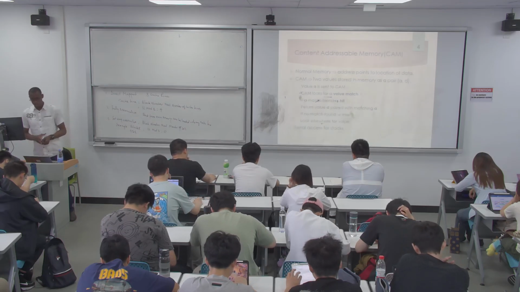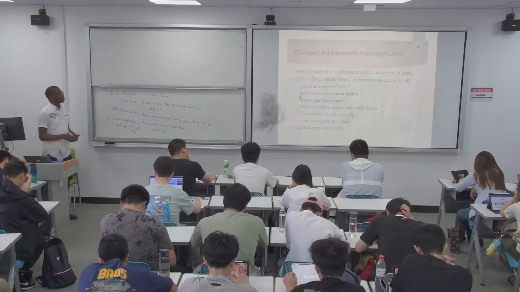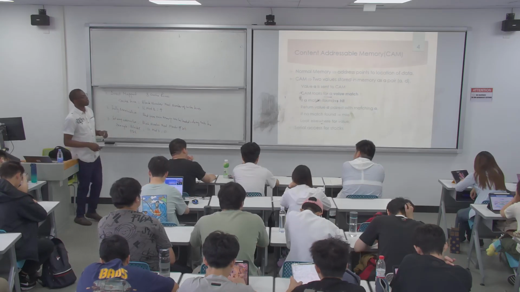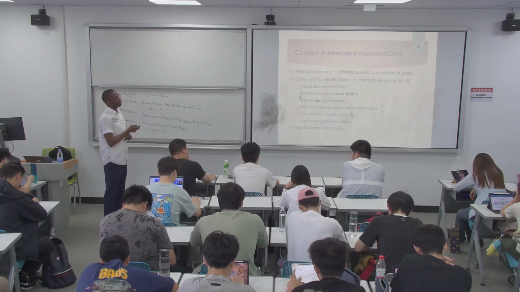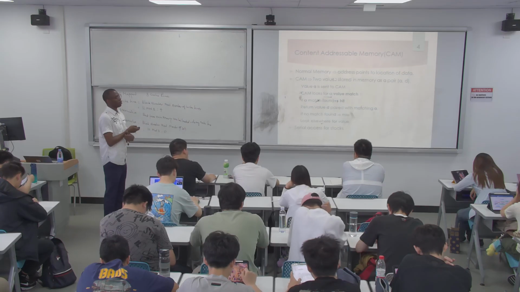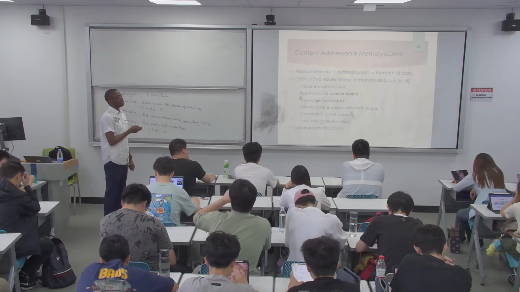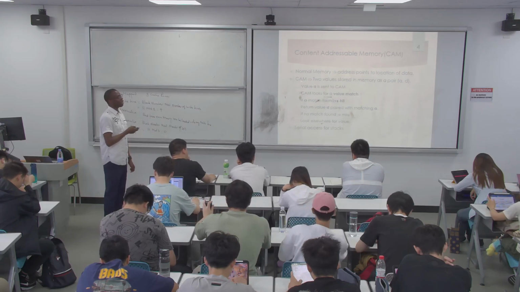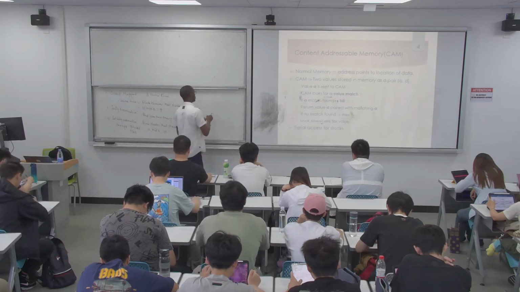The next one is content addressable memory, CAM. This type of memory is a bit different from the ones that we have learned before, including the random access memory. The normal memory normally returns data based on the address. That means we have address pointers that point to a specific location of the data. For content addressable memory, now we just learned about serial access memory.